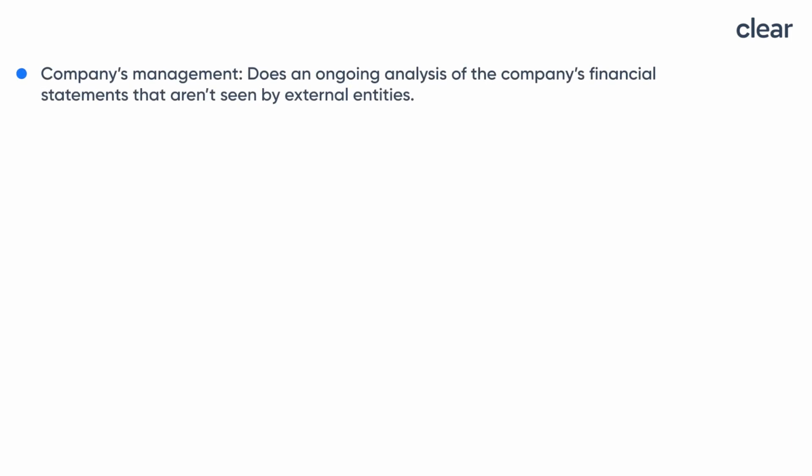The analysis of financial statements helps various stakeholders involved with a company. Let's look at how the financial statements of a company help its stakeholders. Management of a company. The company's finance department does an ongoing analysis of the company's financial statements, particularly operational metrics such as the profit by product, cost per distribution channel, cost per delivery, etc. that aren't seen by external entities.